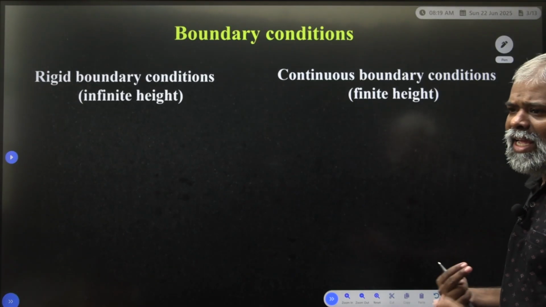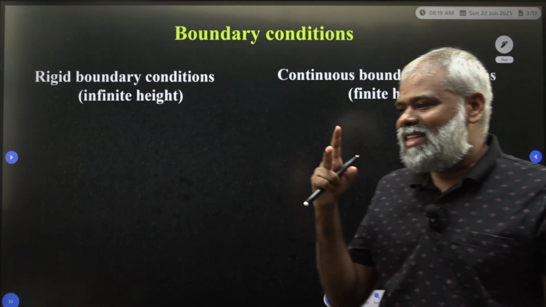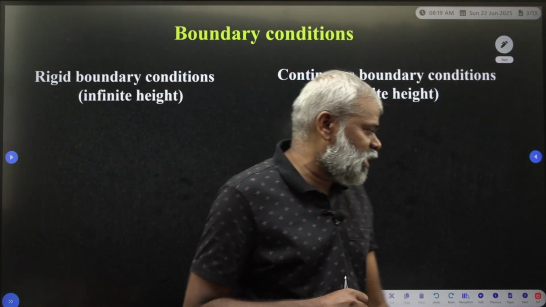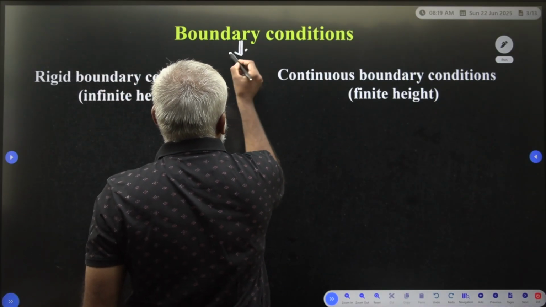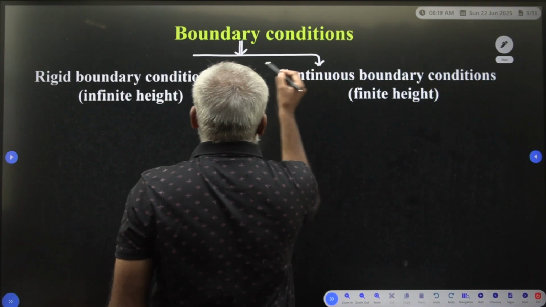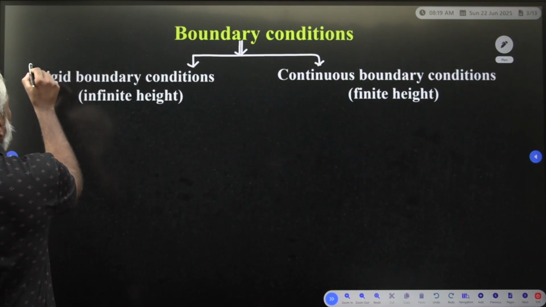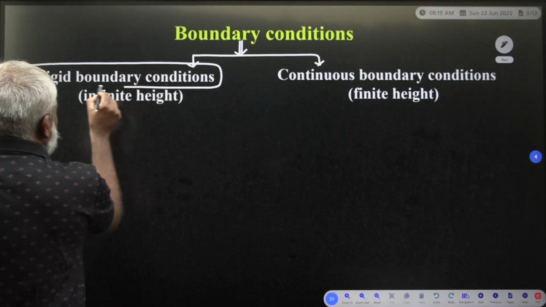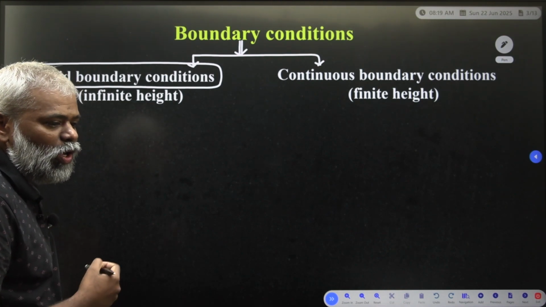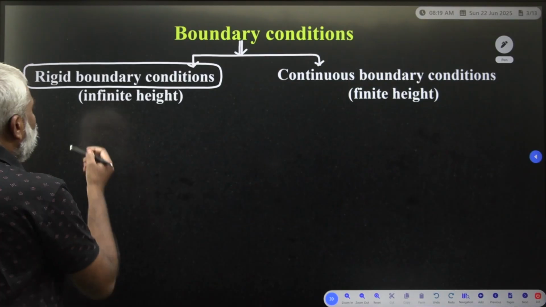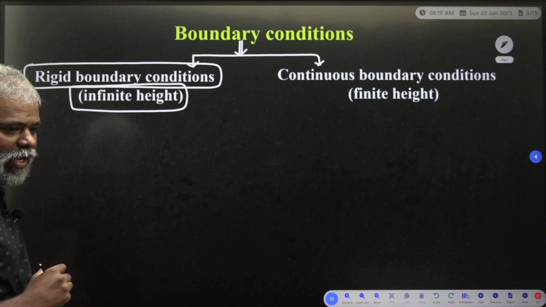To apply the eigenvalue problem, we need the boundary conditions. Majorly, three varieties of boundary conditions are there. The first variety is the rigid boundary condition, maybe for an infinite height boundary condition. Which height is it? Infinite height boundary condition.